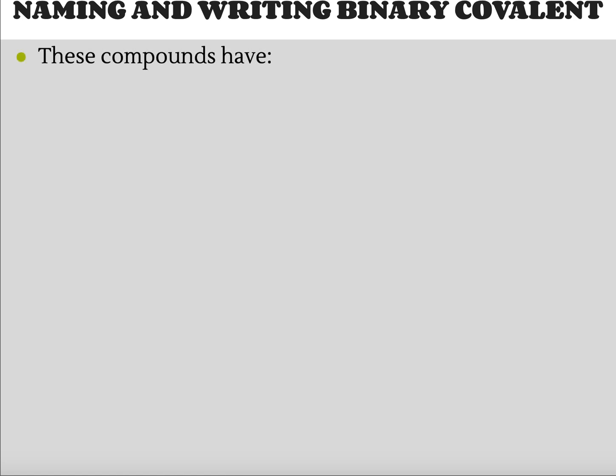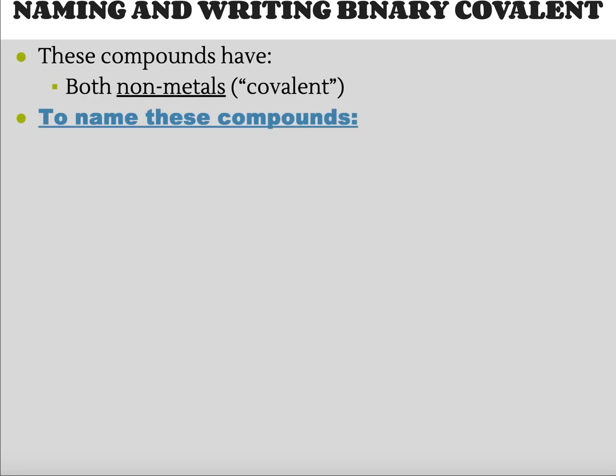Naming. You're going to find that naming these compounds is going to be quite simple compared to what we've been doing for the last couple days. The first thing you need to realize, again, is that they are both nonmetals. On the test, I'm not going to tell you if it's ionic or covalent. You have to know that. So this is what you're looking for: that the two elements involved are nonmetals.